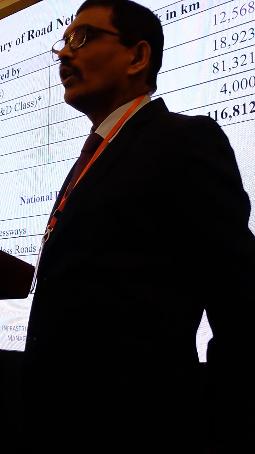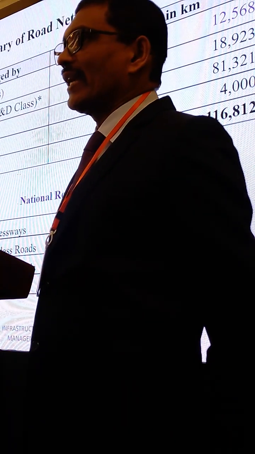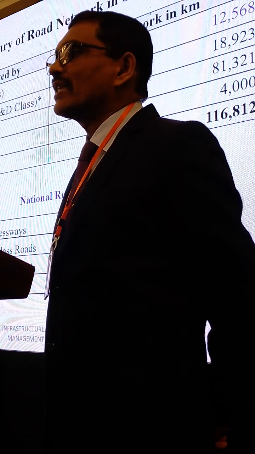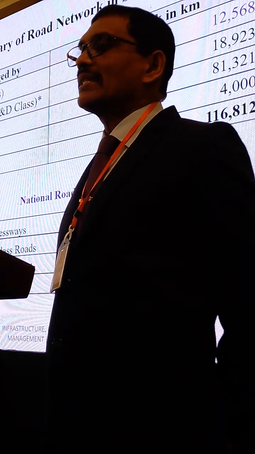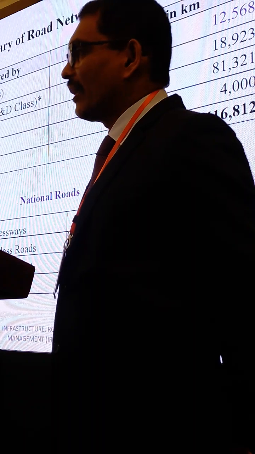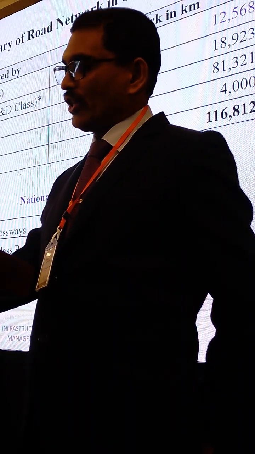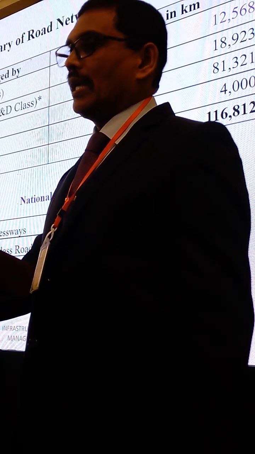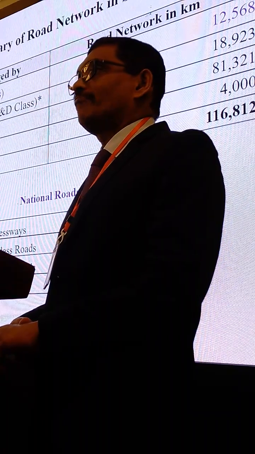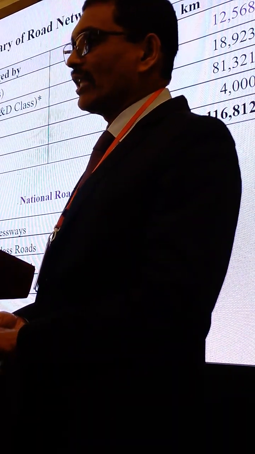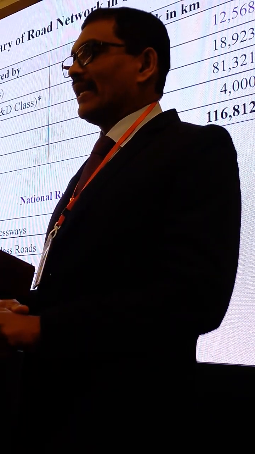First of all, a summary of the road network. As you are aware, there are several organizations managing the roads, especially the Road Development Authority. We have 12,568 km length, and the Provincial Road Development Authority has 18,000 something. Local authorities, urban councils, Pradesh Sabha, and municipal councils have 81,321 km length, and other agencies like the Mahaweli Authority and others have 4,000. All together in Sri Lanka, there are 116,000 km length.